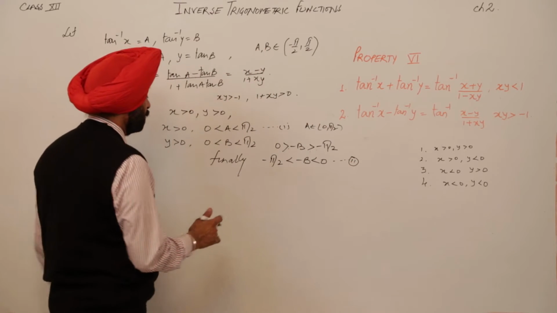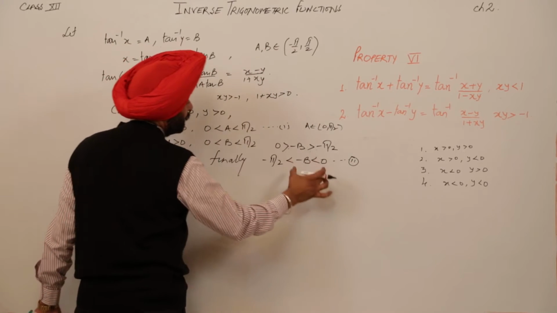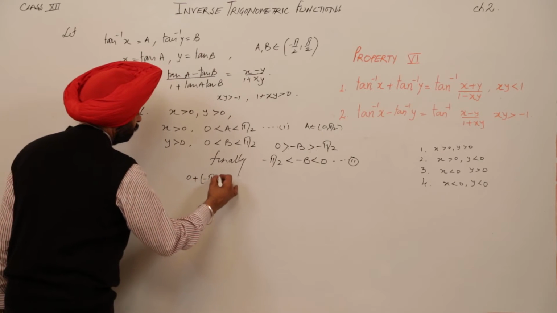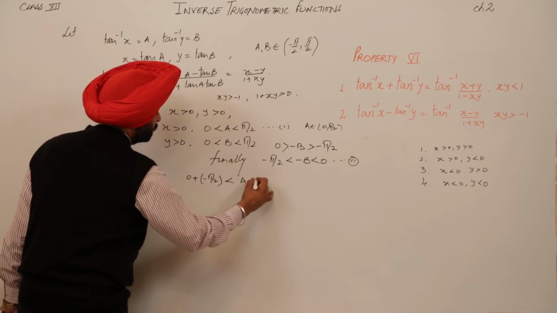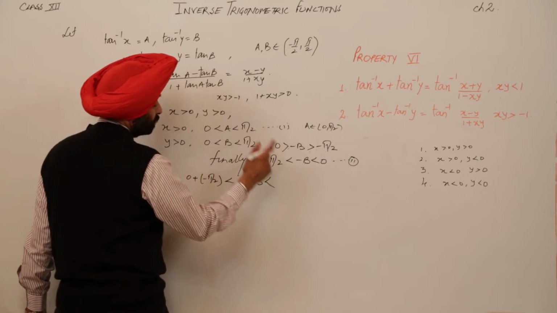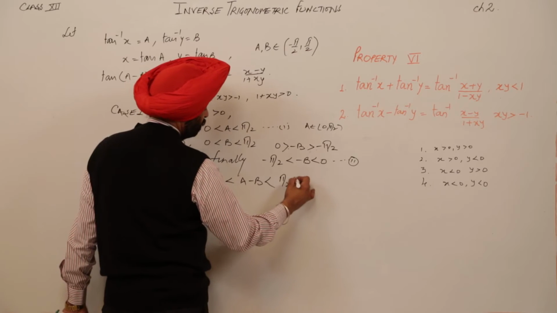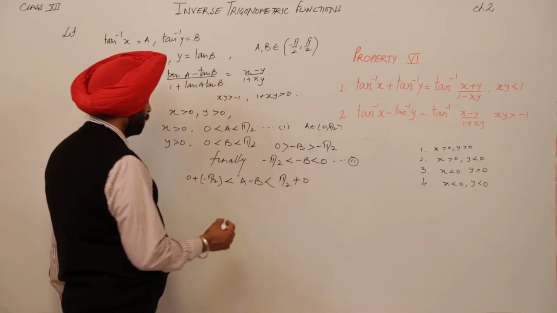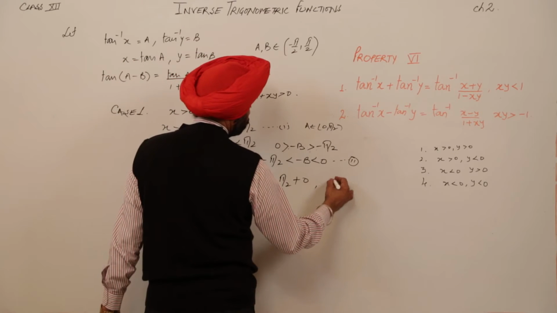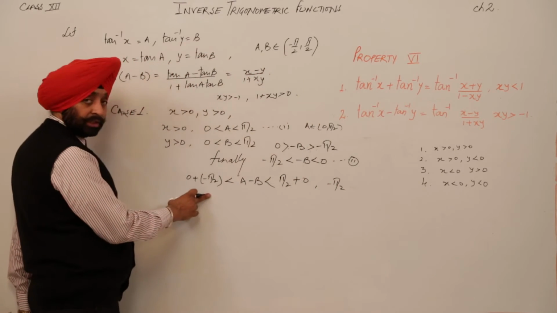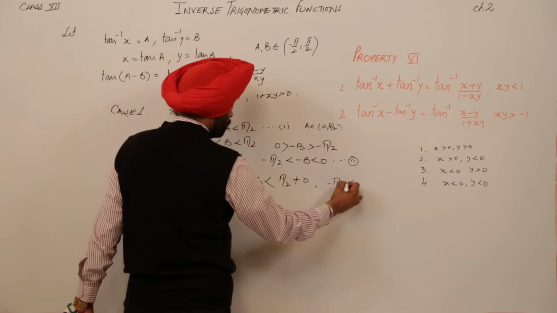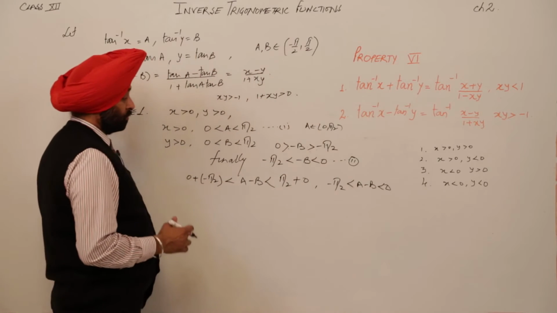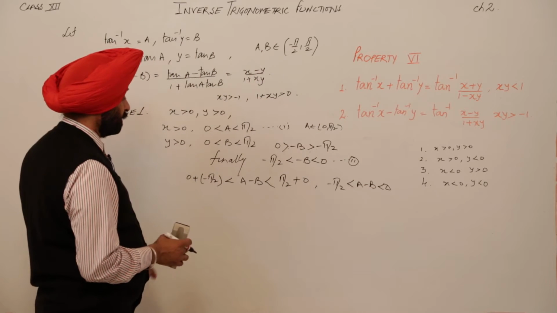Okay, so now adding 1 and 2, what are we getting? 0 plus minus pi by 2 is less than a minus b is less than pi by 2 plus 0. So what finally did we get? We get minus pi by 2 is less than a minus b is less than 0. So this is the condition that we get.